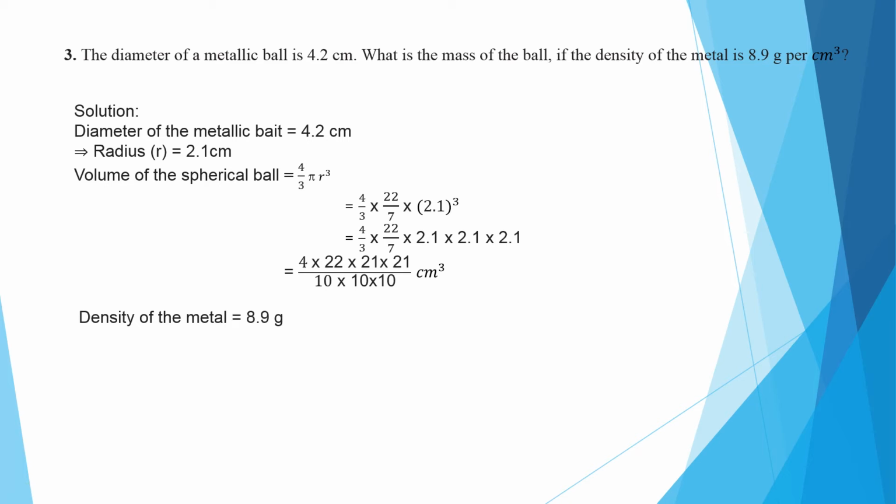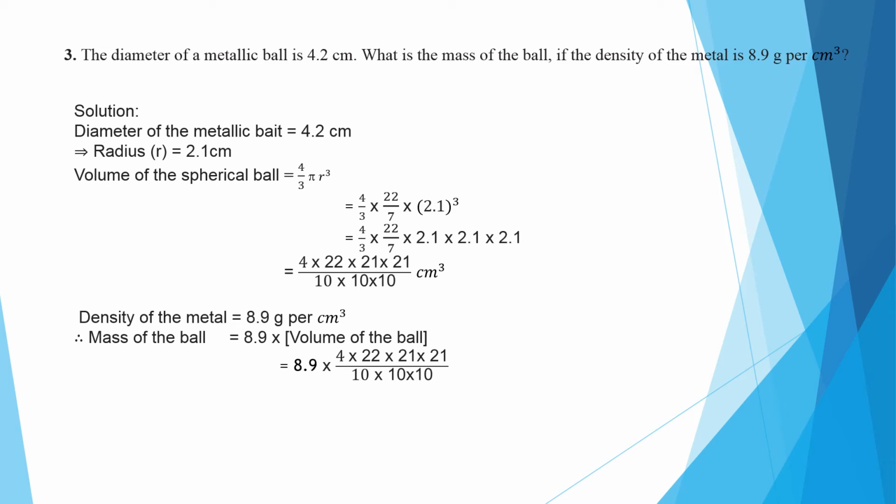Now the density of the metal is 8.9 gram per centimeter cube. Therefore, the mass of the ball is equal to density into volume, which I told you. So density is 8.9 and the volume we have got. We will put it in, and after calculation we are getting 345.39 gram. So that is the mass of the ball approximately. Okay. So I think this one is clear.